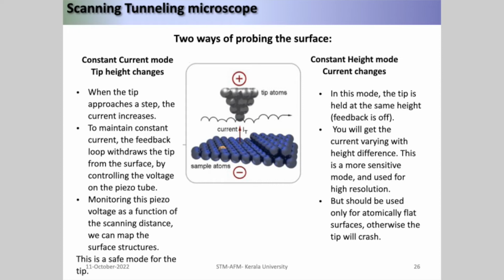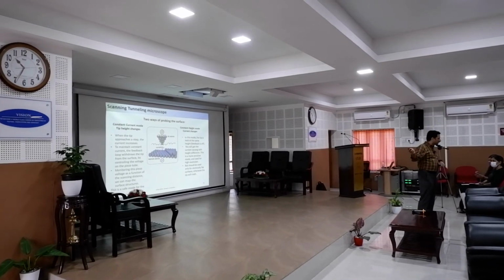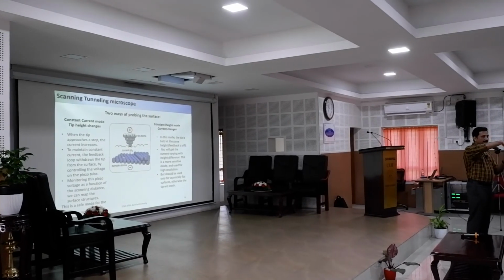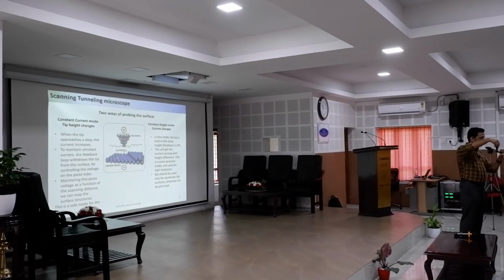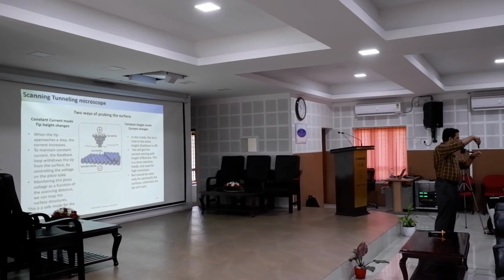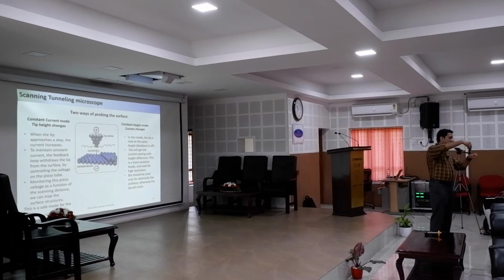There are two different modes here, and that's for the safety not of the sample, but of the instrument: constant current mode and constant height mode. This is where the sample roughness comes into the picture. Constant height mode means the tip goes at exactly one height. Now what happens if there are variations in the profile? It is going at exactly the same height and measures the tunneling current. Now what happens?